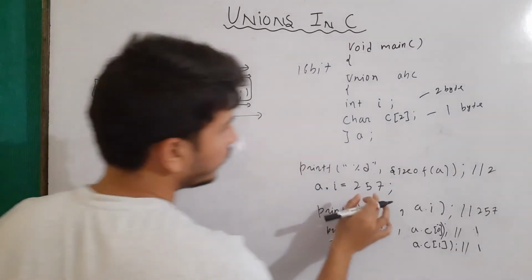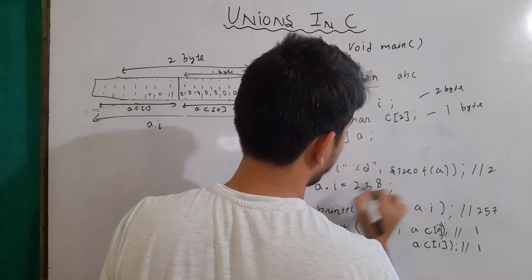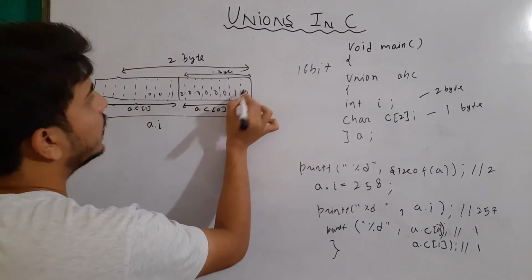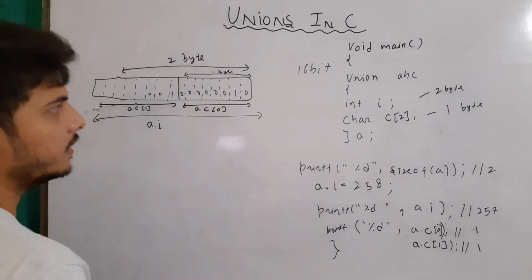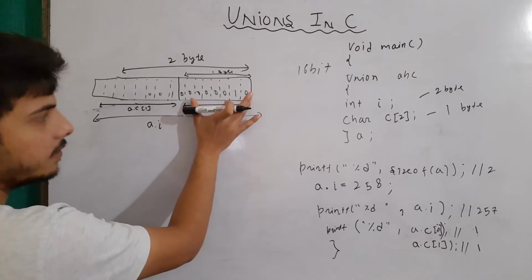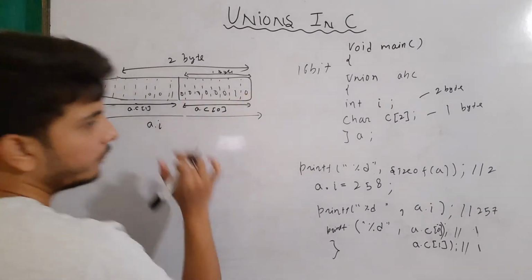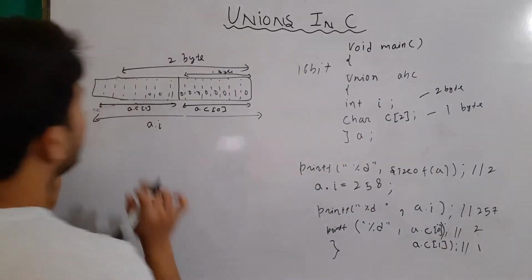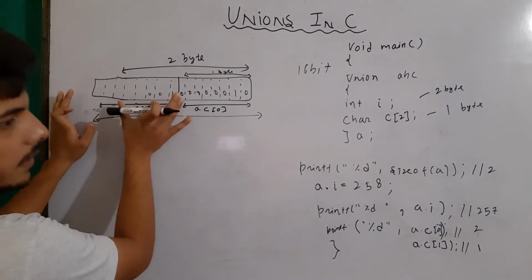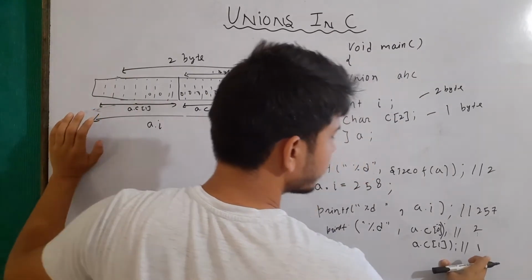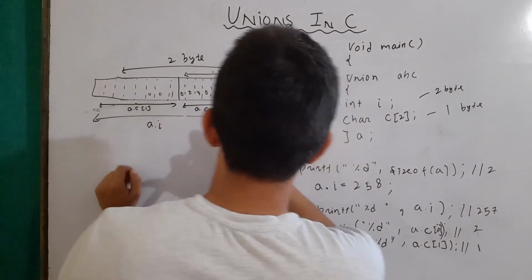Now let's say instead of 257 there is 258. In this case the binary equivalent of 258 will be 0 0 0 and then at the end 1 0. Now if I find a.c[0], it will give me the decimal equivalent of this byte, which will be 2. So here it will give me output as 2, right? And the binary equivalent of the other byte will stay 1, so a.c[1] will still give me the output as 1. So this is how we use the union.